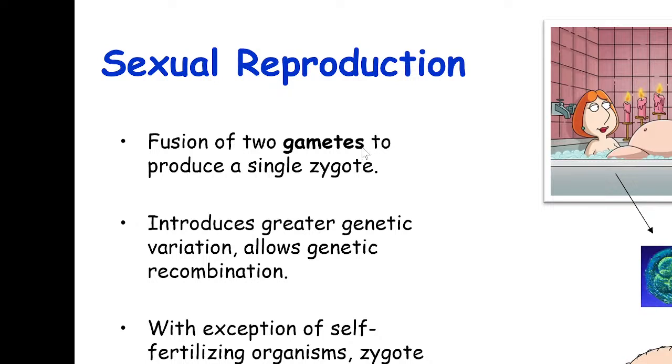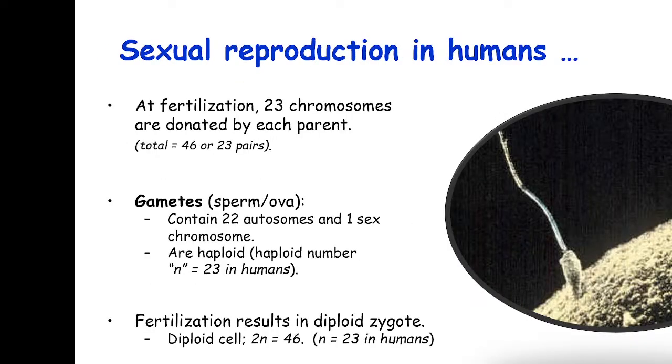Sexual reproduction is the fusion of two gametes to produce a single zygote. For example, the female produces eggs and the male produces sperms. These eggs and sperms combine to form a zygote. It introduces greater genetic variation and allows genetic recombination. In sexual reproduction, two parents are involved, one male parent and one female parent, and these two gametes fuse and form a zygote. With the exception of self-fertilizing organisms, the zygote has gametes from two different parents. So in humans, we have genetic information from two partners.